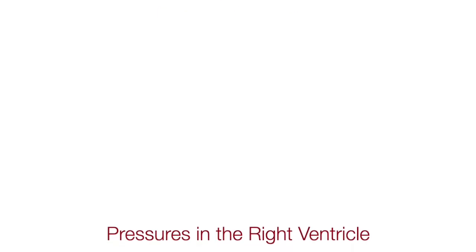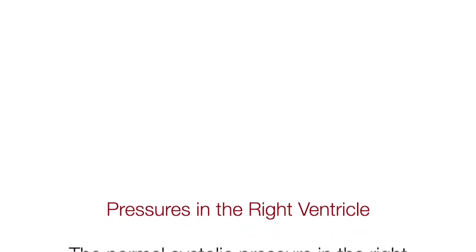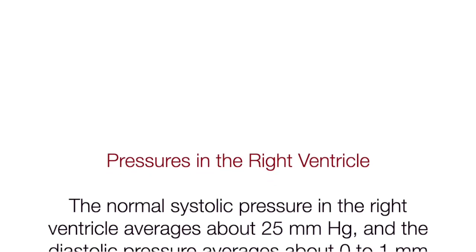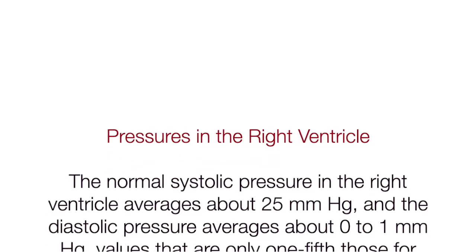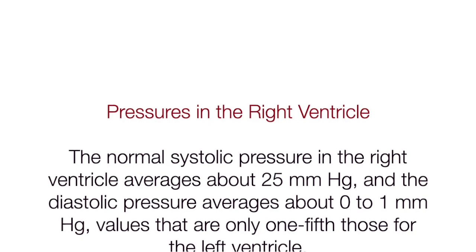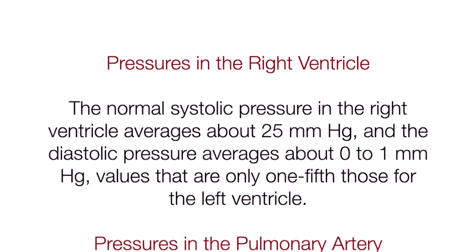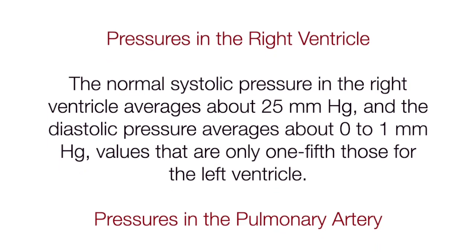Pressures in the right ventricle. The normal systolic pressure in the right ventricle averages about 25 millimeters mercury, and the diastolic pressure averages about 0 to 1 millimeter mercury, values that are only 1/5 those for the left ventricle.